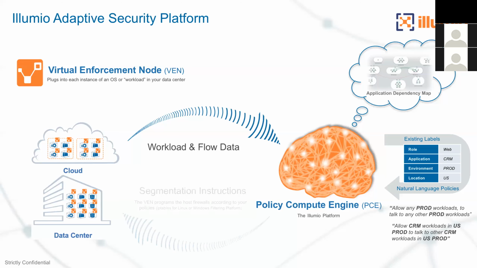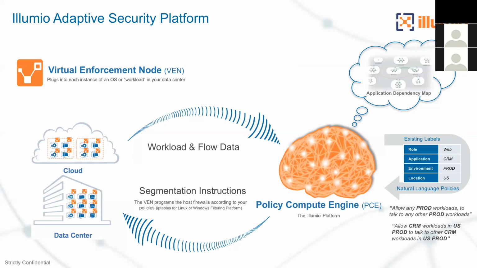So you build all this out in the PCE, and then the PCE takes what you've written in that natural language using the labels, and it calculates what host-based firewall rules are needed. What iptables rules, what Windows Filtering Platform rules, and for AIX and Solaris, it'd be IP Filter rules. It calculates those, and it sends them back down to the VEN. The VEN takes the rules and programs them into the host-based firewall.